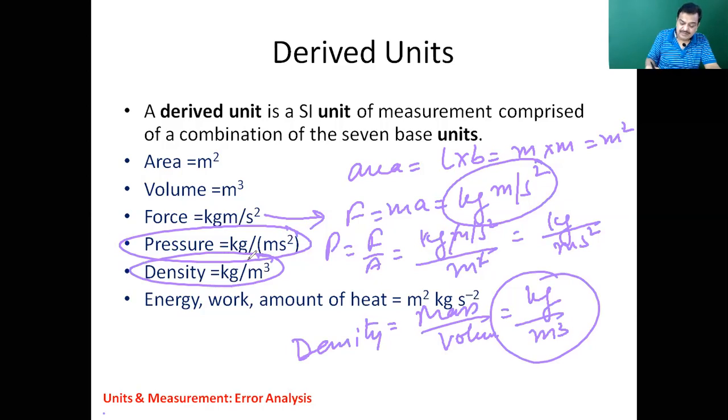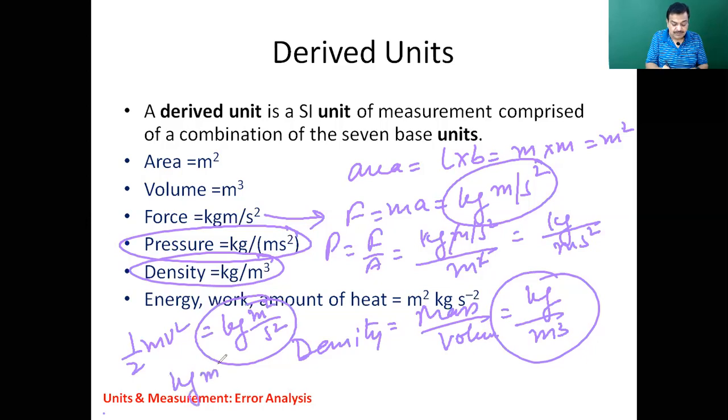Okay. In the same way, work, energy, amount of heat, m square kilogram per second square. कैसे? 1/2 mv square is the kinetic energy. Mass is in kilogram, velocity is in meter upon second, but because it is written in square, so the unit comes kilogram meter square second power -2. This is how you derive a unit.